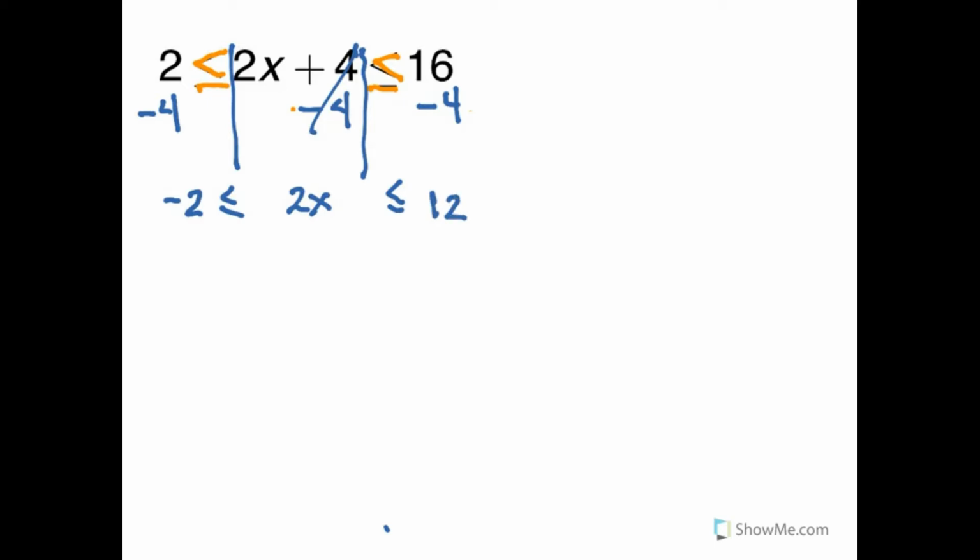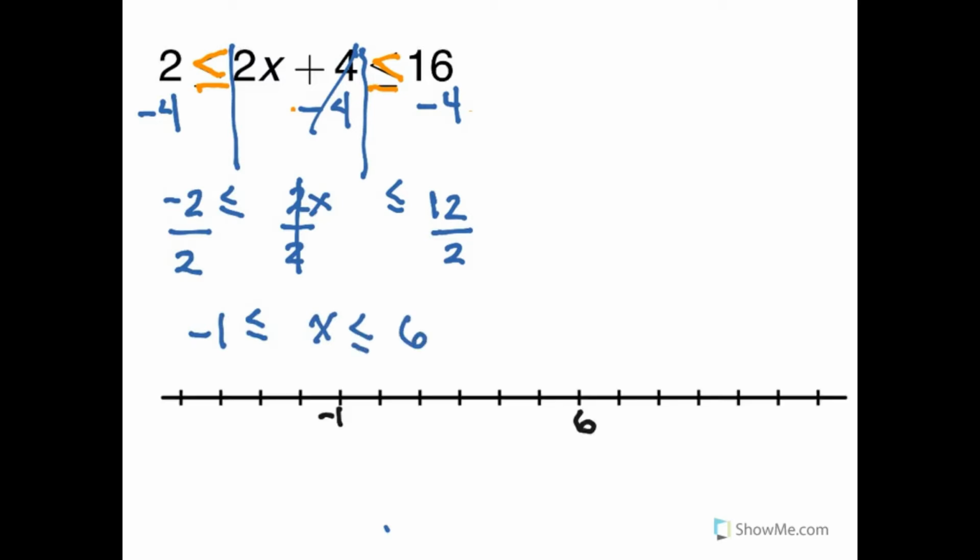Now let's divide everything by 2. That will give us x alone in the middle. We divide 12 by 2, and we divide negative 2 by 2. So now we have negative 1 is less than or equal to x is less than or equal to 6.